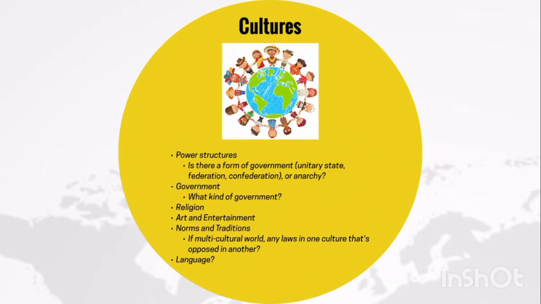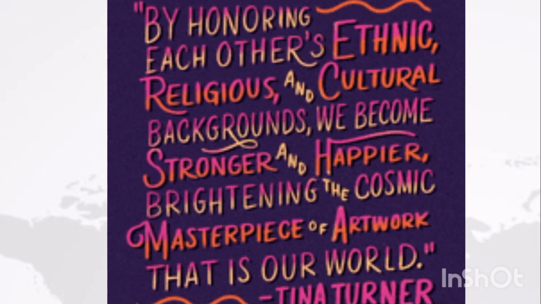Cultures. Anything to do with culture, from power structures. Is there a form of government? Is it a unitary state, a federation, confederation, or is the world in a state of anarchy? The latter is typically found in dystopian stories. What kind of government is there, if there is one?